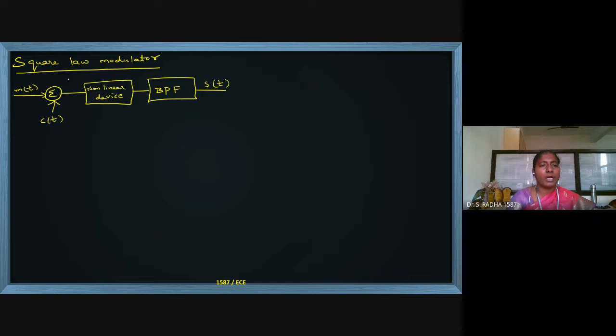After combining, I will give the name VI as the input applied to the nonlinear device. This VI is nothing but M of t plus C of t put together, which is the input voltage given to the nonlinear device. This is the block diagram of square law modulator.